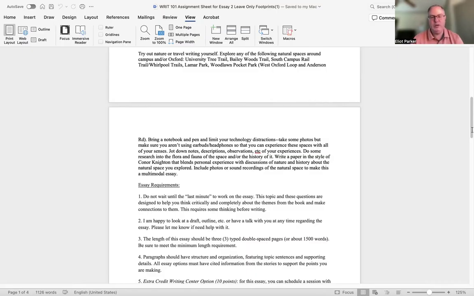What do you smell? What do you feel when you're in those spaces? So take some notes. You can even take pictures if you want to, along with those notes, so that you can remember what they are.